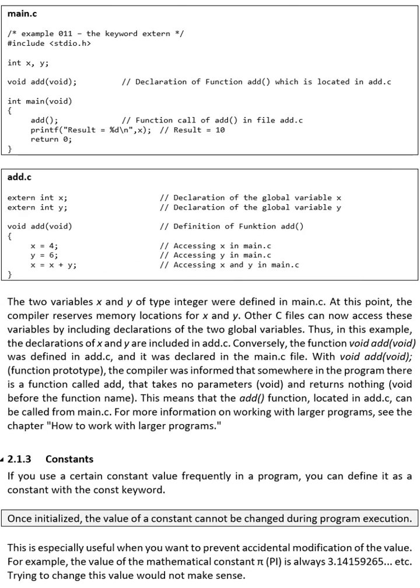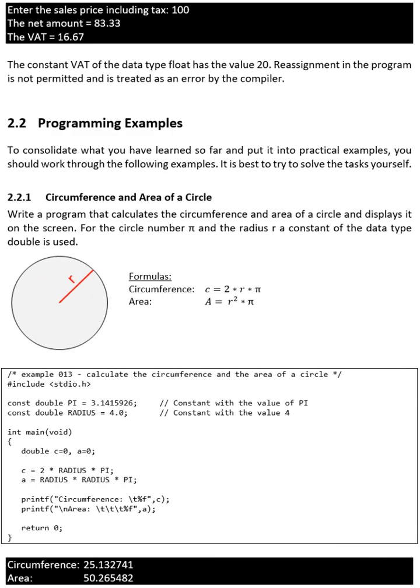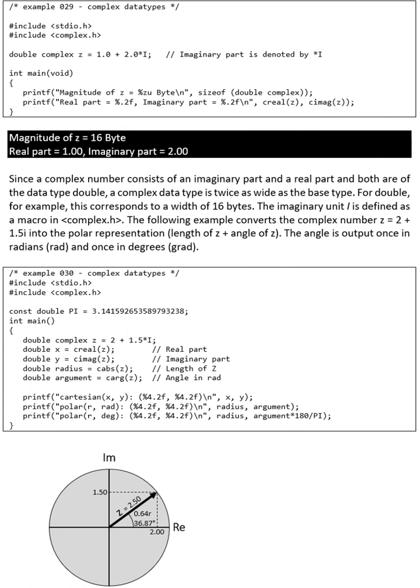It is shown how to use variables correctly and how to control access in the program and from other C files. Here an example that calculates the circumference and the area of a circle. Complex data types were introduced with the C99 standard. By including the header file complex.h, the corresponding functions can be accessed to output the numeric values.